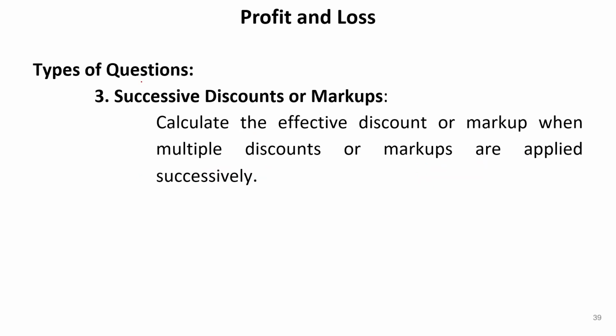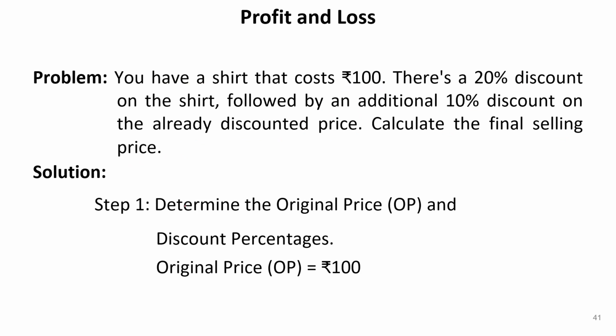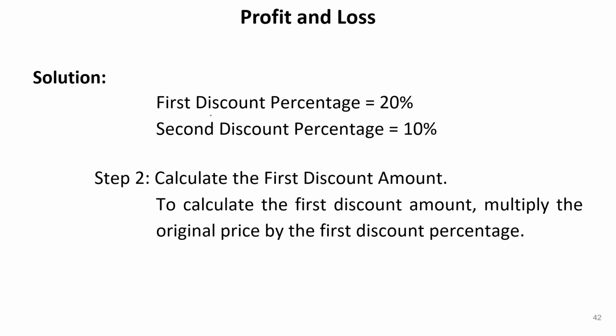Okay, so let's see the third kind of question. It is on successive discounts or markups. Calculate the effective discount or markup when multiple discounts or markups are being applied successively. So you have a shirt that costs 100 rupees, and there is a 20% discount on that shirt, followed by an additional 10% discount on the already discounted price. So calculate the final selling price. Determining the original price, that is OP, original price is equal to 100, right? So first discount percentage is 20, right? The second discount percentage is 10%.